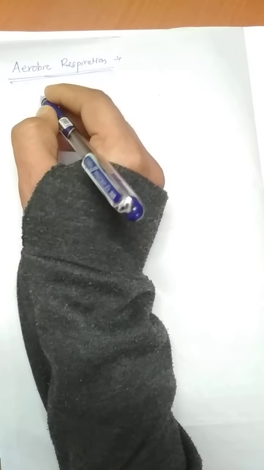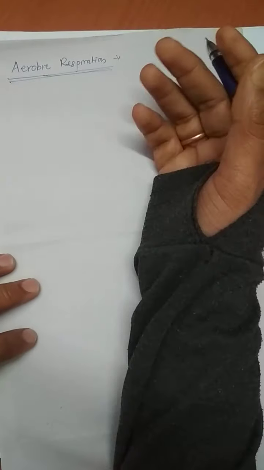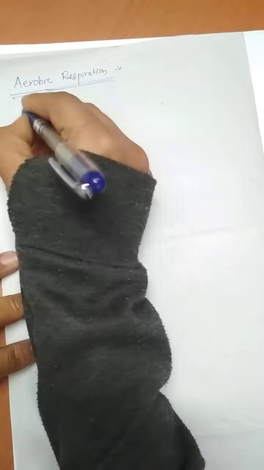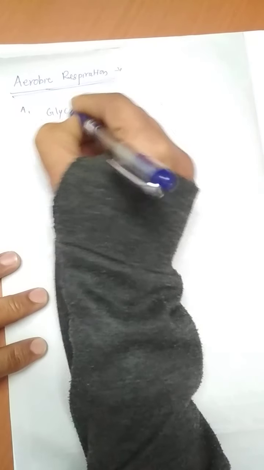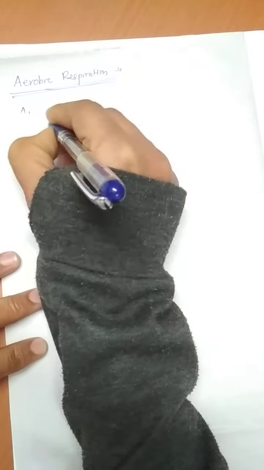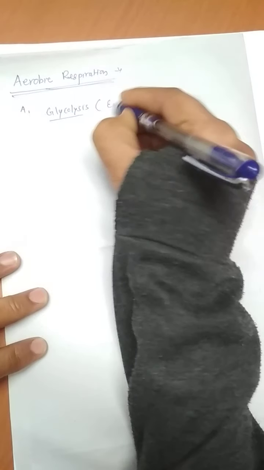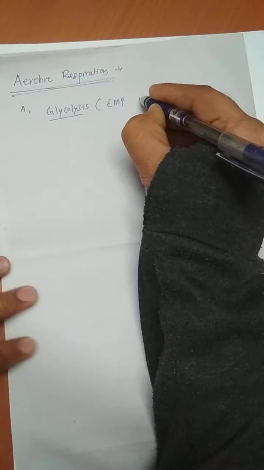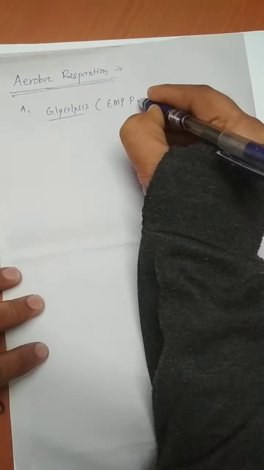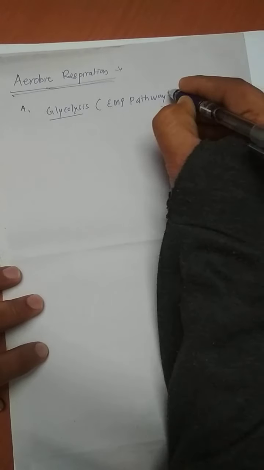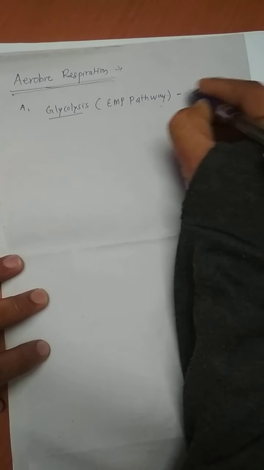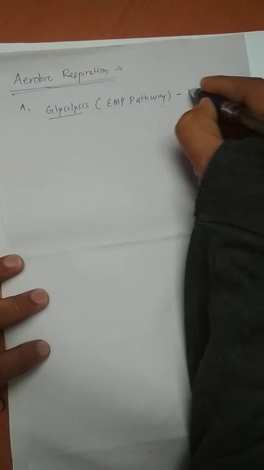Aerobic respiration: the overall mechanism of aerobic respiration can be studied under the following steps. Number 1, glycolysis. Glycolysis, also called the EMP pathway, occurs in the cytoplasm.